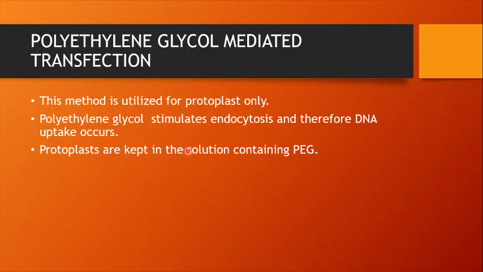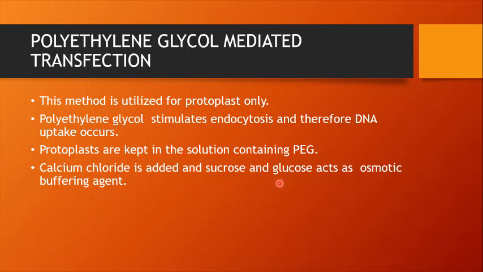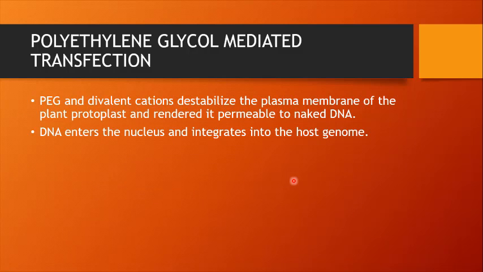So protoplasts are kept in the solution containing polyethylene glycol, which makes those cells more susceptible for the entry of the DNA, and calcium chloride is added, and sucrose and glucose act as osmotic buffering agents. So not only polyethylene glycol, we are also using certain chemicals like calcium chloride, sucrose and glucose, which act along with the polyethylene glycol.